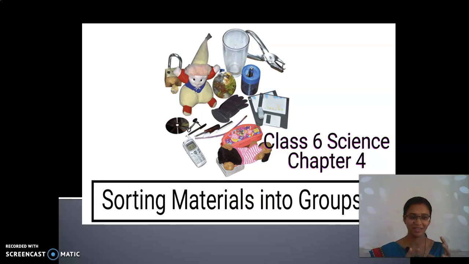So now we are dealing with classifying the materials or the objects based on their types. So this lesson is nothing but sorting materials into groups.